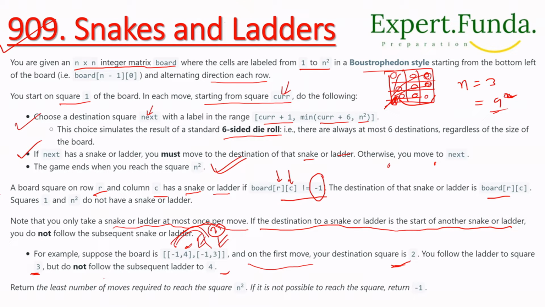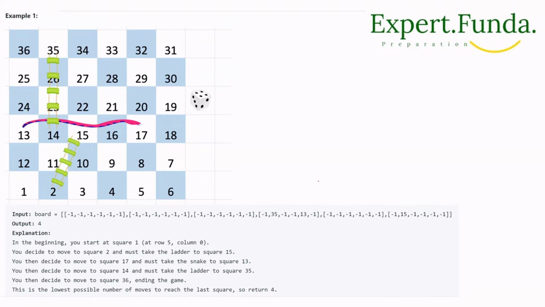So we have to return the number of moves required to reach the n square, right? At least the minimum number of moves we have to make to reach the last position, square n. If it is not possible to reach, then we will return -1. I think you have understood. So let's suppose we are here. We have given one example, this one, and it is saying that we have a board.